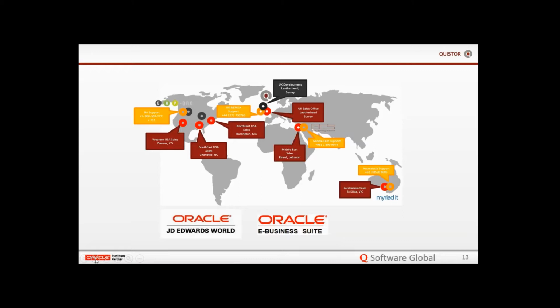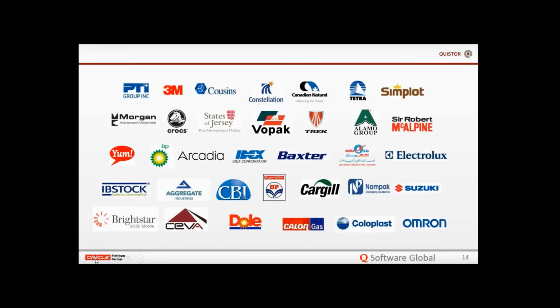But we also do solutions for Oracle World, and we do solutions for Oracle E-Business Suite. And like Quistor, we have a range of customers that fit into all sorts of markets and sizes. Highlighting three from this slide set, they are customers of ours and of Quistor, where we have worked together to deliver the solution. As you can see, they're quite large companies, but we've also got companies in the UK, the likes of BP, Crocs in the US, and Canadian Natural, so you can see the true global scope of our customer base.